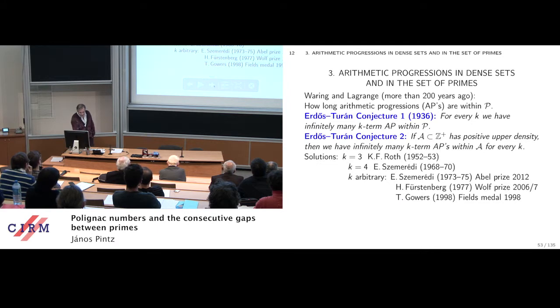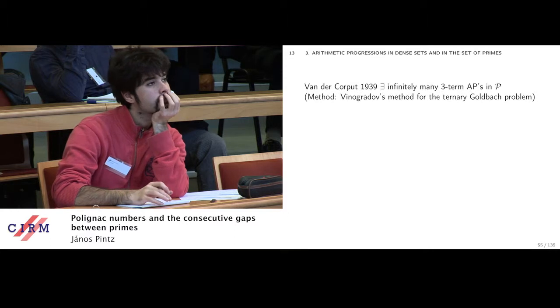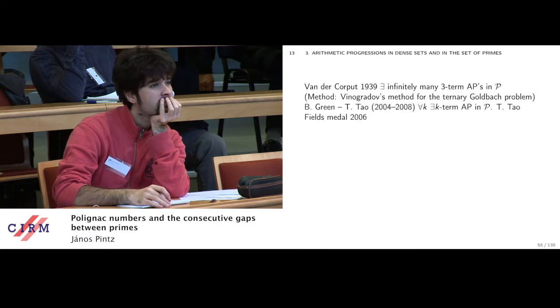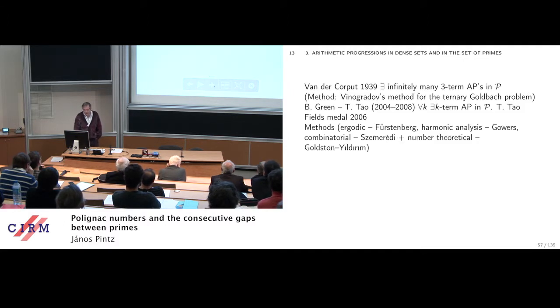And even if we go further, then 10 years ago, still the best result was that we have infinitely many three-term arithmetic progressions in primes, proved by Vinogradov's method. And then Green and Tao, the first versions appeared in arXiv in 2004, a little bit less than 10 years ago, and for this Tao won the Fields Medal.